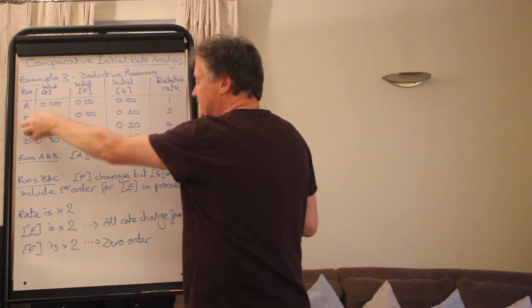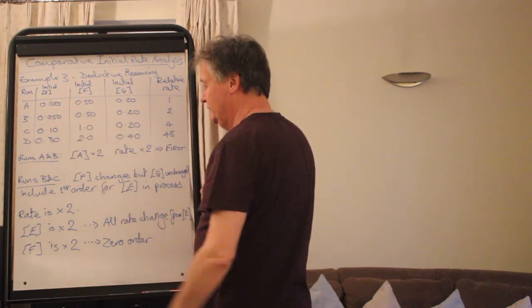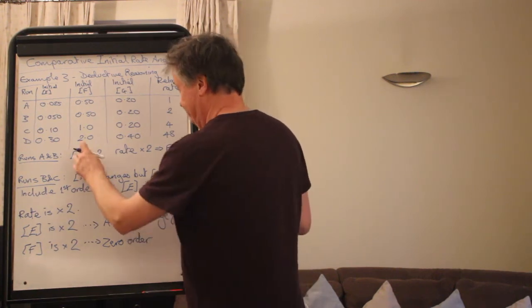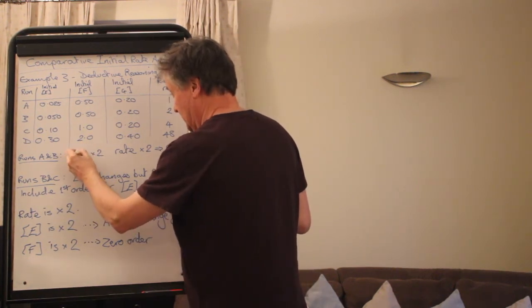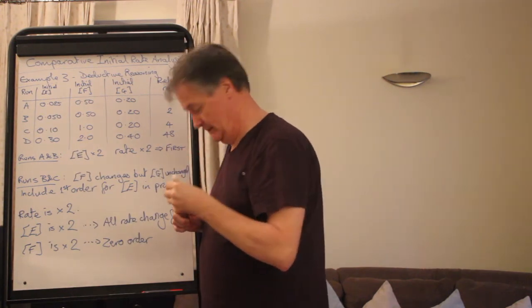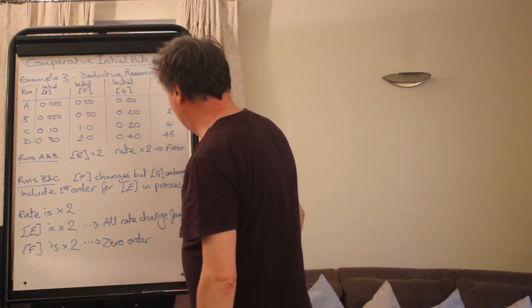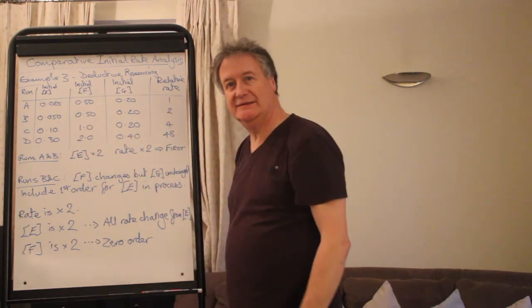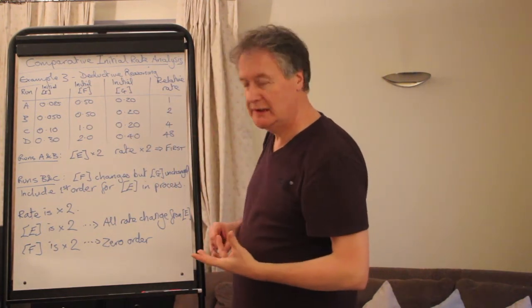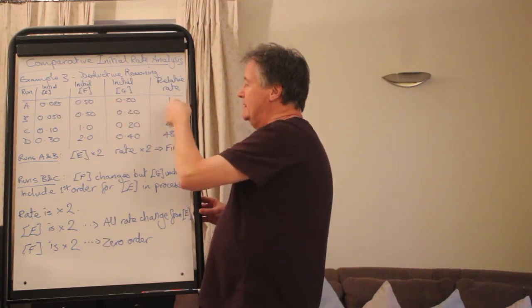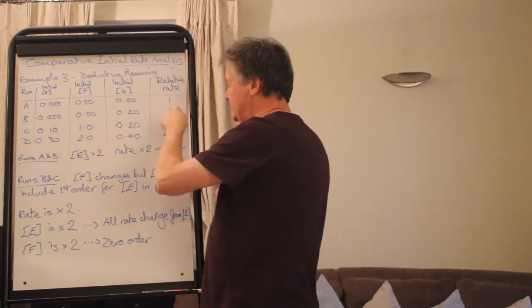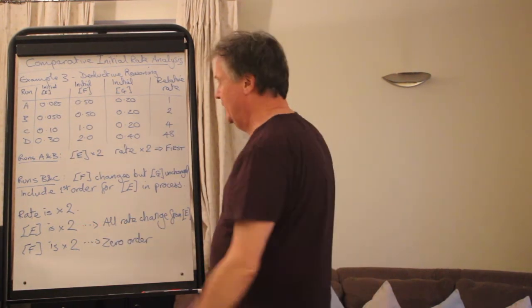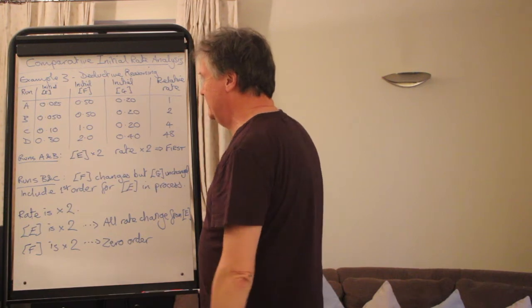So when you look at runs A and B, the concentration of E, yeah, I wrote the wrong thing down. Concentration of E has doubled. The rate has also doubled. This is a relative rate question, so we can't do the rate constant at the end. So that's doubled, that's first order. Quick as that, done. Now, runs B and C.